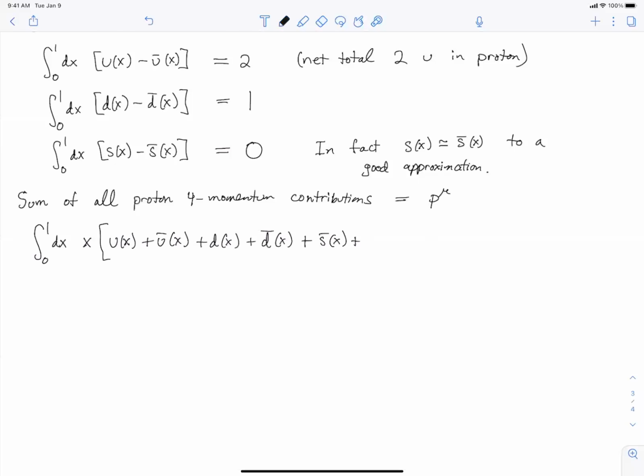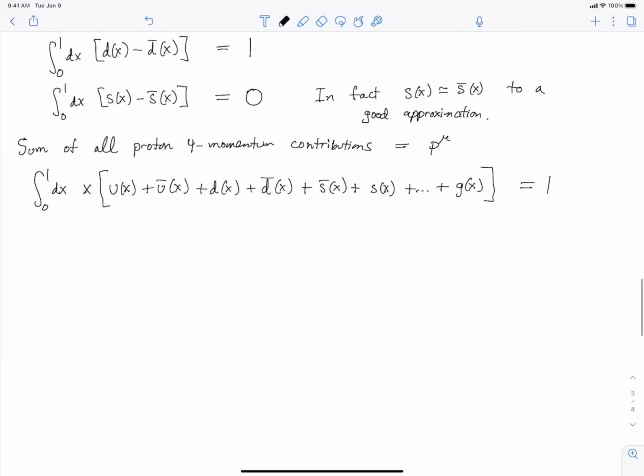S bar and S. And let me not forget the gluon one. There's no anti-gluon. Gluons and anti-gluons are the same thing, so I just include the gluon once. All of that is equal to 1. That's just saying I add up all the momenta for all the partons in a proton, I get the total momentum of the proton.